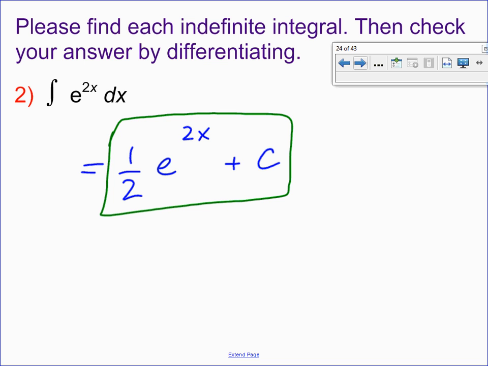to make sure we're correct. The derivative of 1/2 e to the 2x plus c would be constant multiplier times the derivative of e to the x, which is the exponential function itself, times the derivative of the exponent, times the natural log of the base.